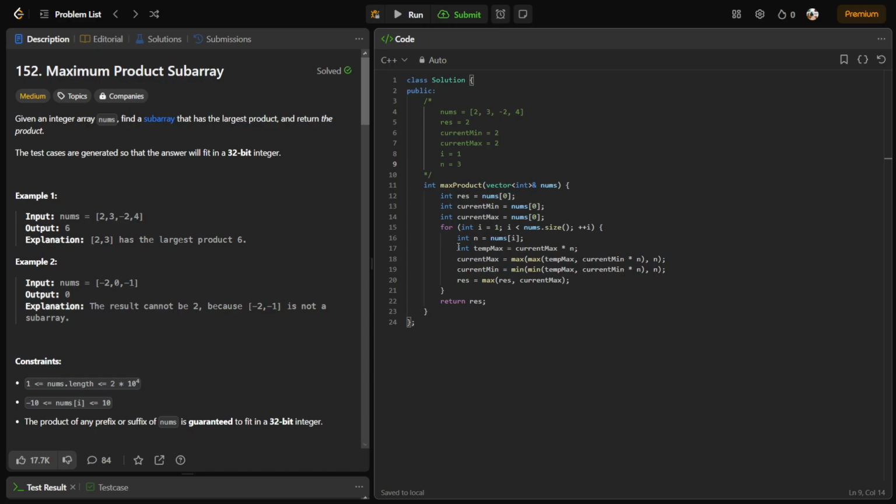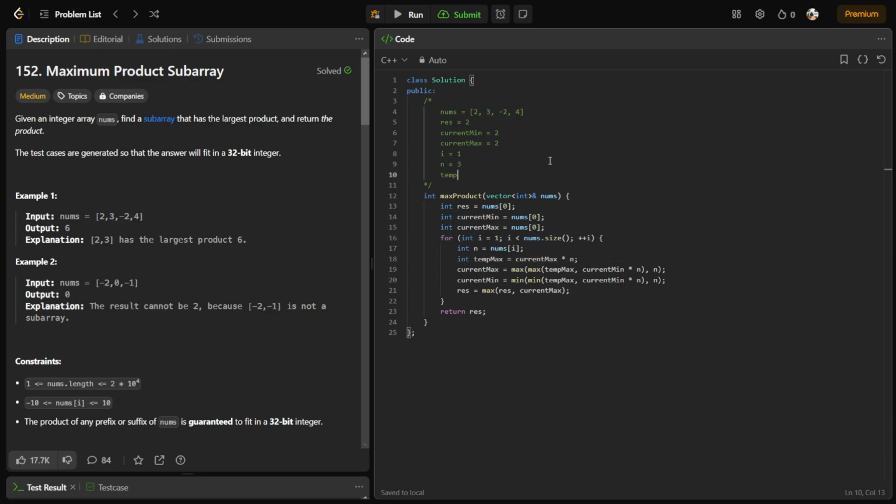So n is 3. Temp max here is what I'll be using to store the current max times n, because over here I'm replacing current max with the new max, but in my current min I'll be using the old current max as well, so I need to keep a temporary variable to store the product of current max times n. So temp max is equal to 2 times 3, current max 2 times n, which is 3. This will give us 6.